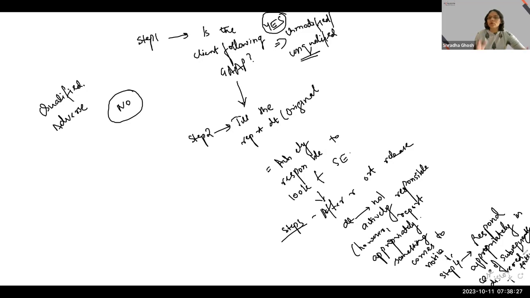Once you release the report, stop. But if something comes, respond appropriately. And once everything is done, the report is released, then you realize there's something that went wrong, then also you have to report appropriately. Okay?